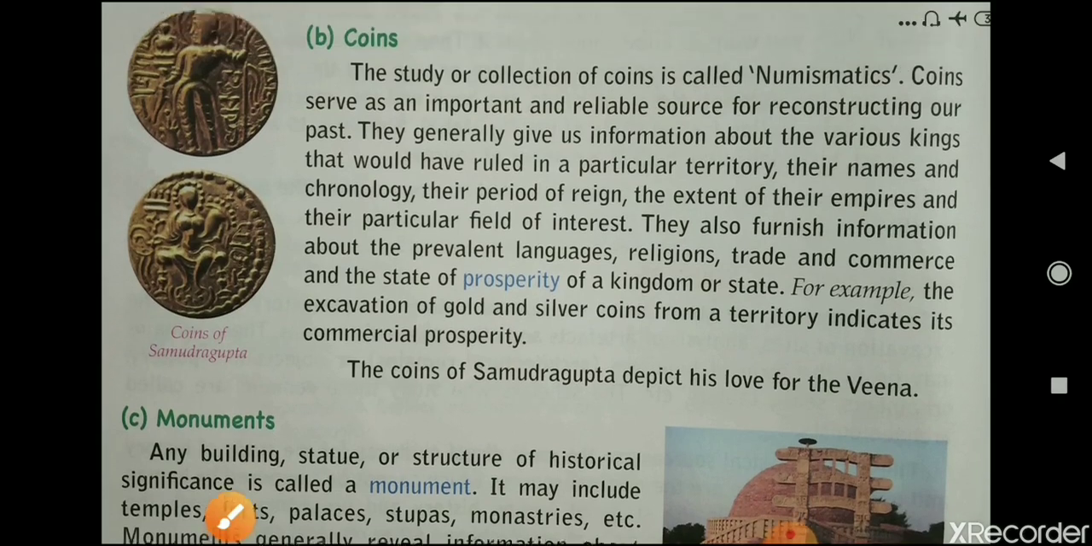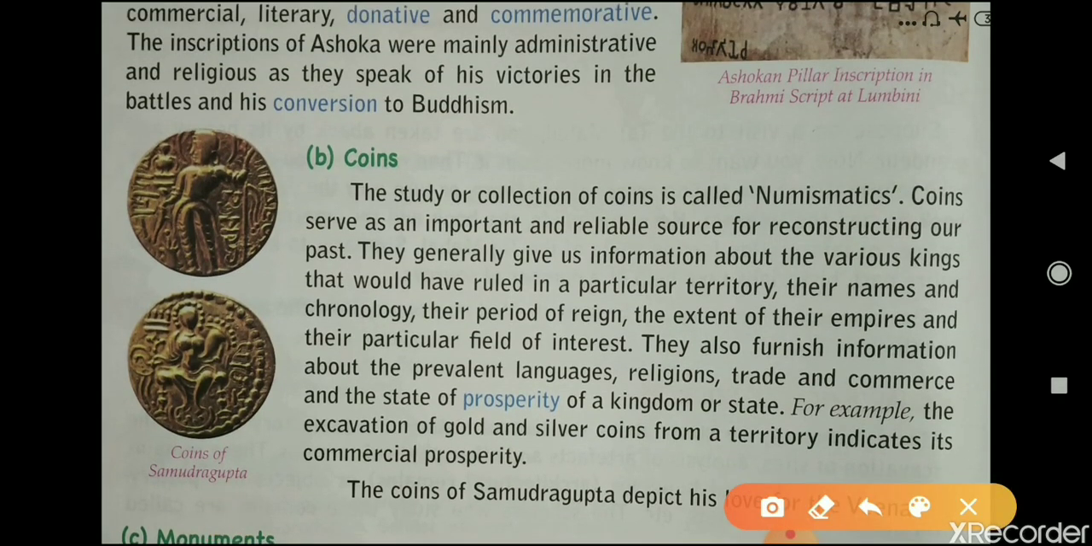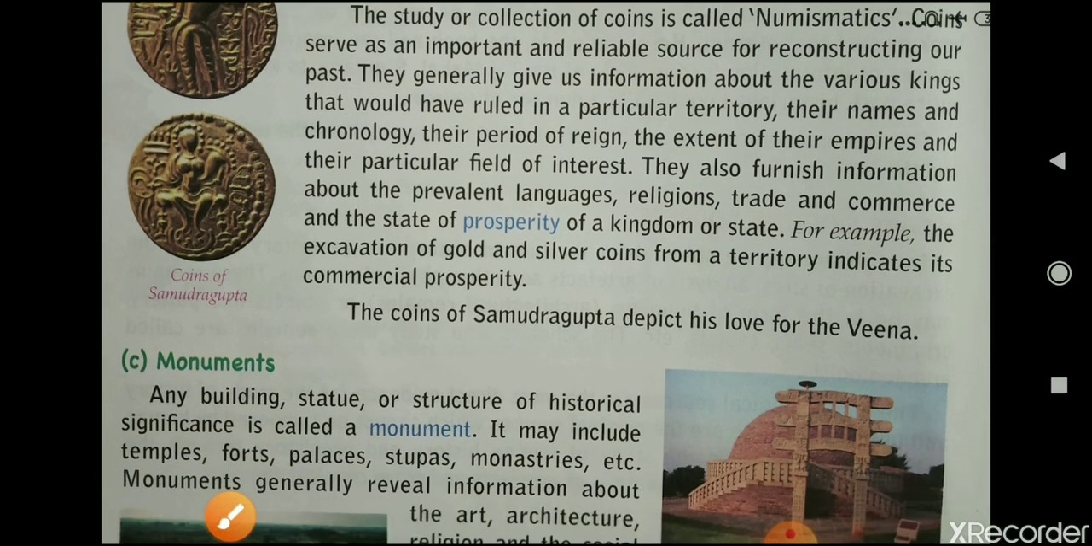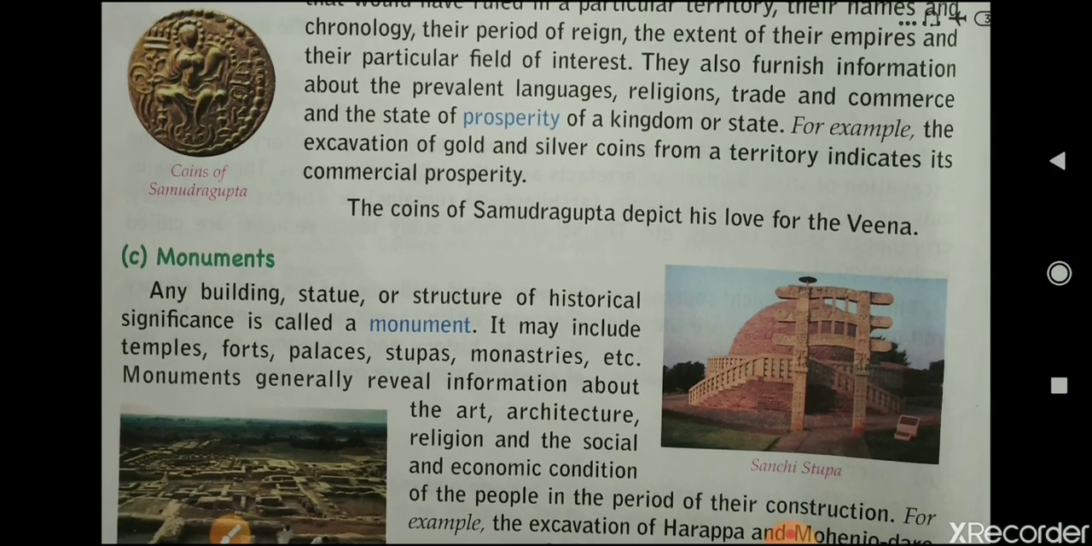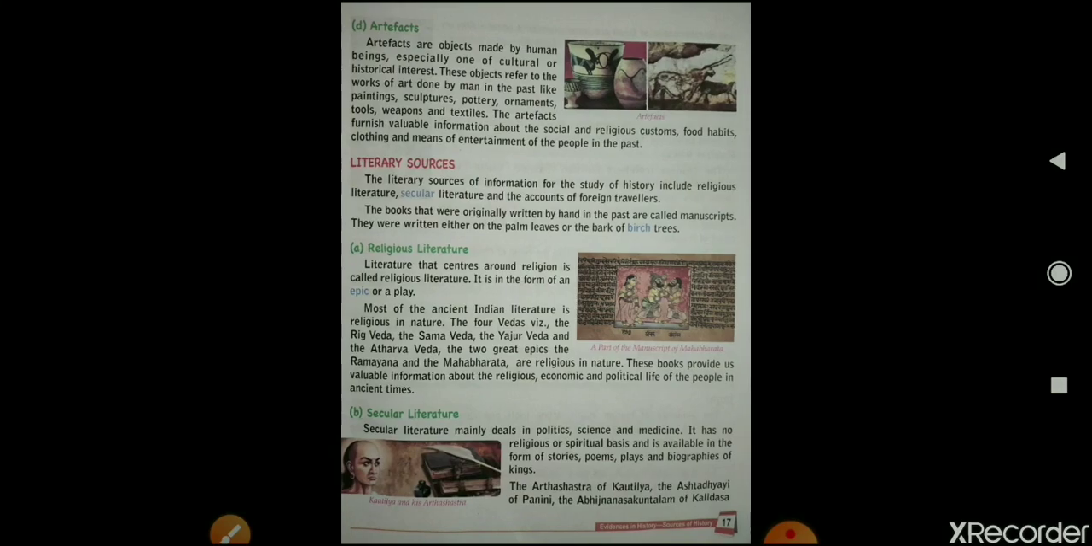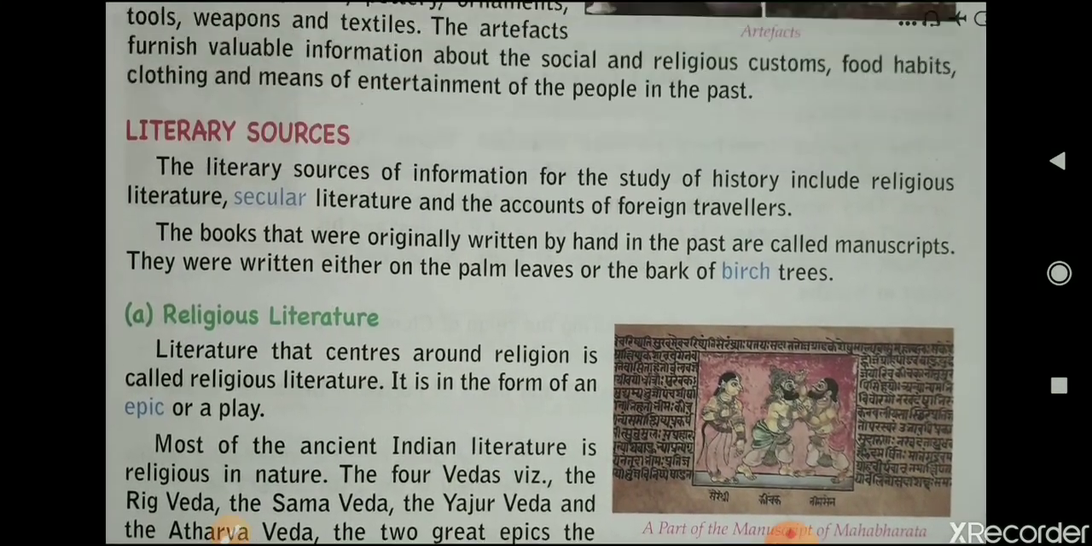You can see here coins. The study of coins is called numismatics, and coins serve as an important and reliable source for reconstructing our past. Means हमारे past को reconstruct करने में coins का एक बहुत ही important role है, बहुत ही important source है ये हमारे लिए. Then monuments are also archaeological sources, and artifacts are archaeological sources.